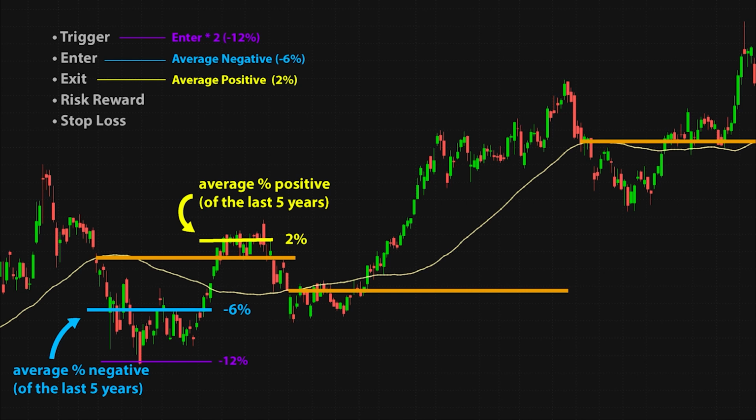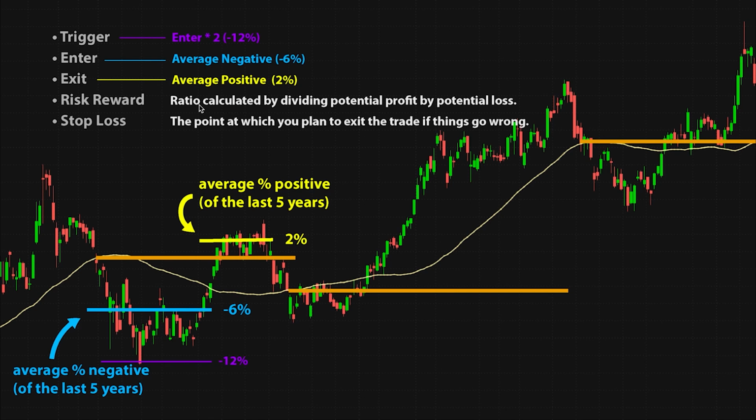Then we also have the risk-reward ratio and the stop loss. The risk-reward ratio is the ratio you obtain by dividing the potential profit by the potential loss.